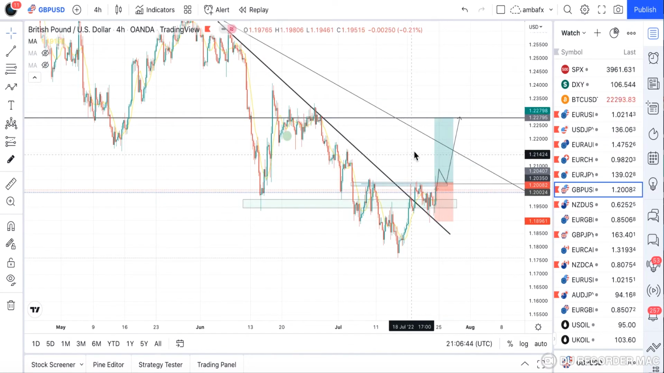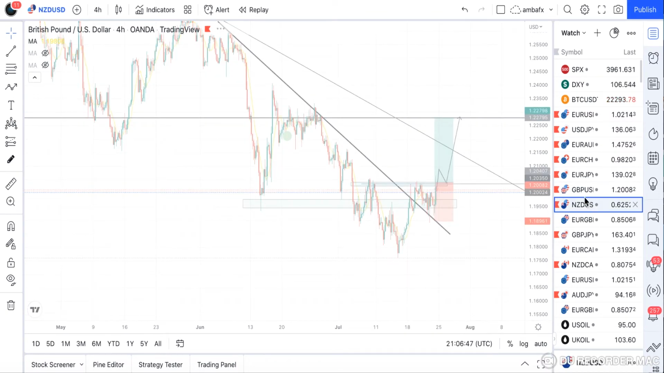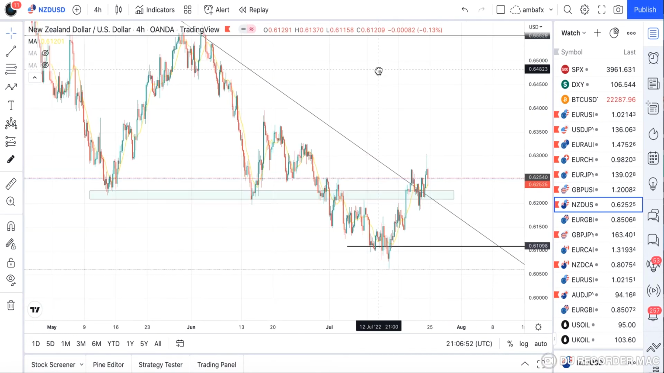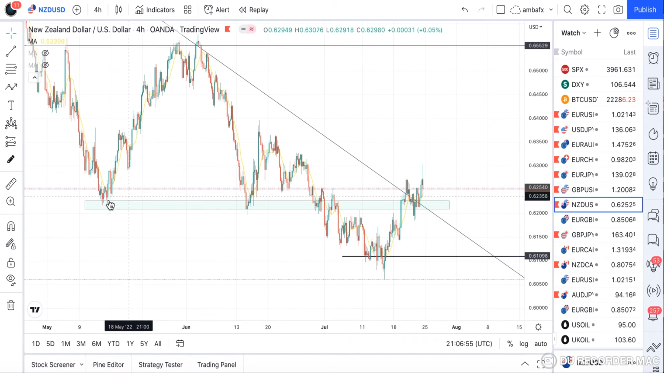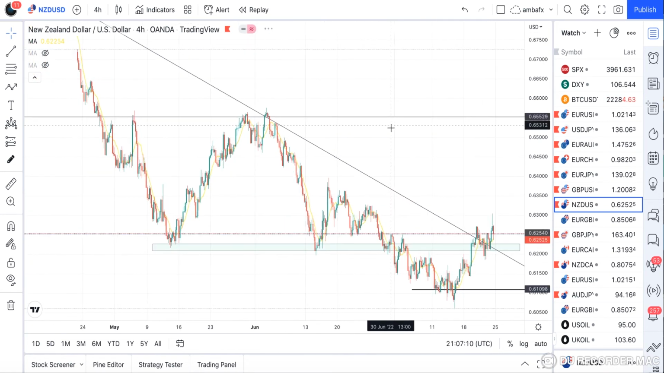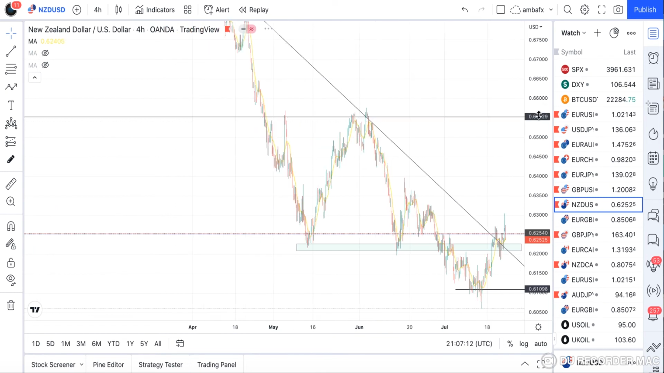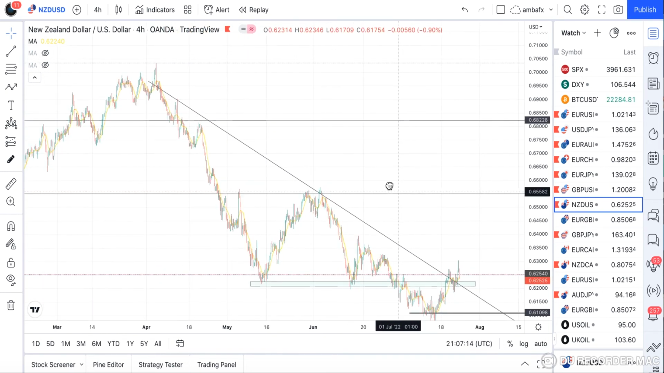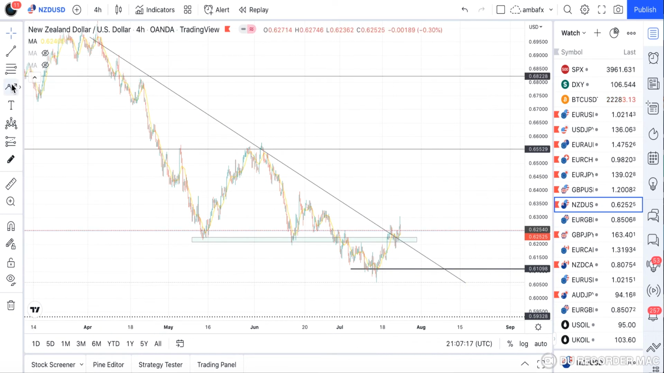The next pair I'm looking at is New Zealand dollar and US dollar. The same thing I saw on GBP USD, I also see it on the NZD USD. We saw a breakout of this trend line, because if you check very well, price has been respecting this trend line from this area. We see a respect of the trend line at this particular area, then you see the respect of the trend line here.